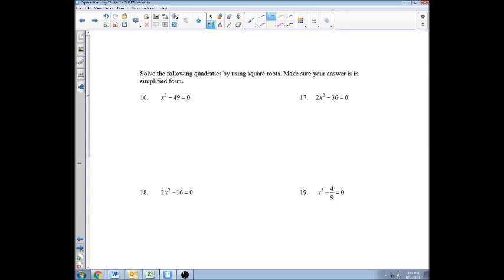On the back it says solve the following quadratics by using square roots. Make sure your answer is in simplified form. So what I'm going to do is I need to get the x squared by itself. On number 16, the first step to that would be to add 49. That would give me x squared is equal to 49. I can take the square root of both of those. That would give me x equals, if you type that into your calculator, it will come out with just the answer 7.